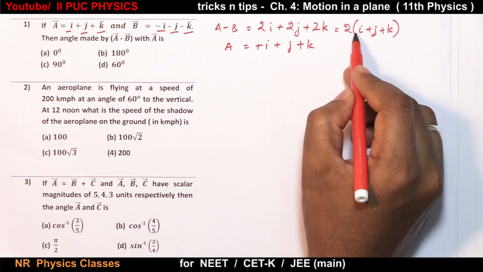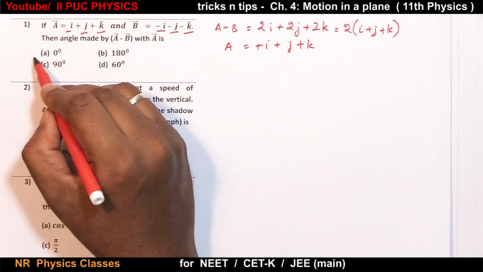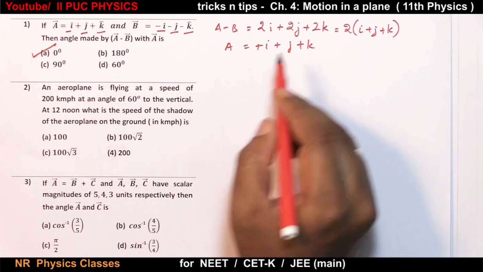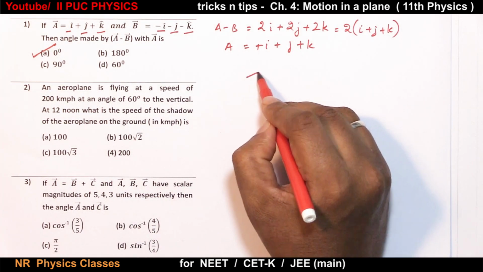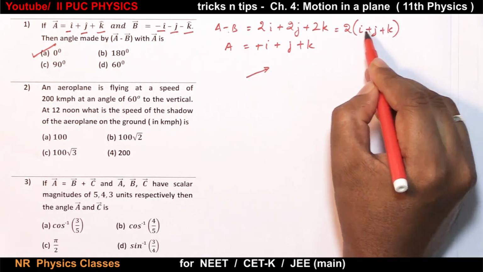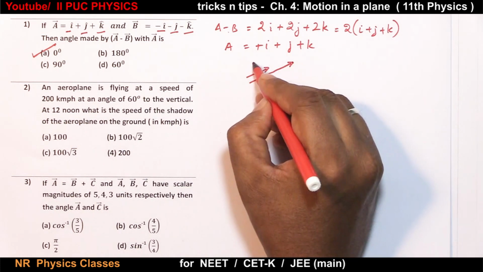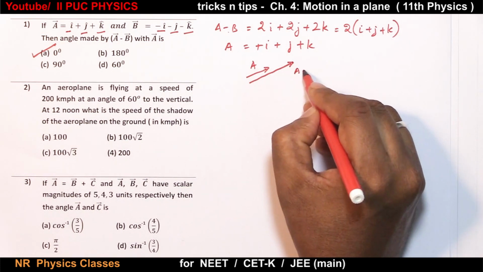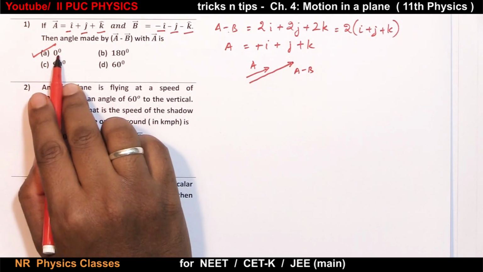So this is one of the properties of vectors. The angle between these two is 0 degrees. What do you mean by these two? If this is A, then A minus B is 2 times that A. So 2 times the length is A minus B. This is A, this is A minus B, so the angle between these two is 0.